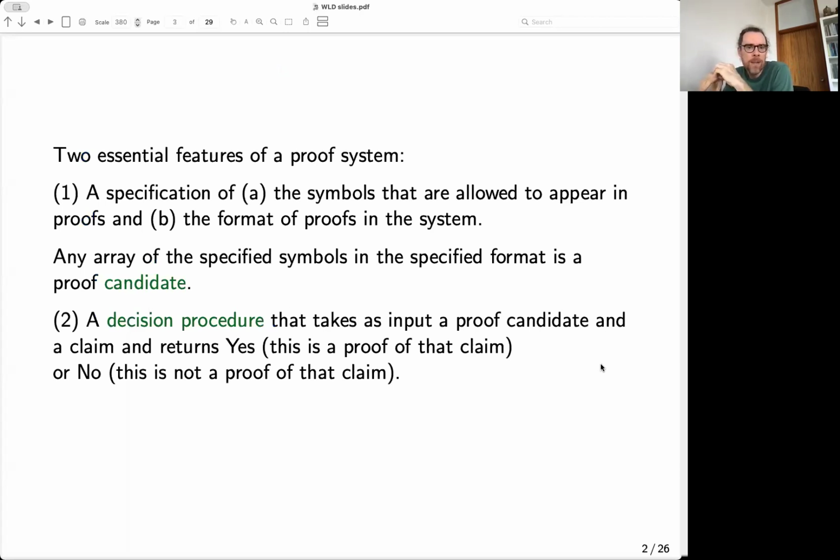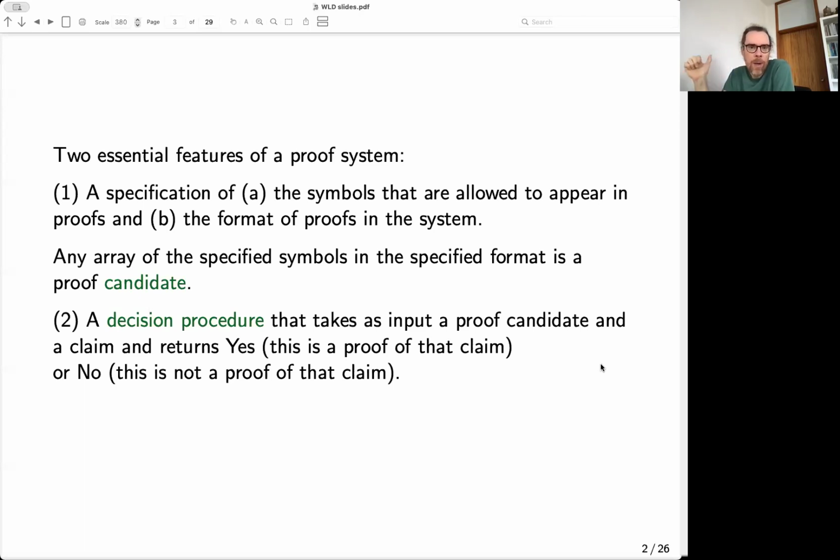According to what I'm calling the core conception, there are two essential features of a proof system. The first one is a specification of the symbols that are allowed to appear in proofs and of the format of proofs in the system. So the symbols that are allowed to appear and the ways in which they're allowed to be arranged. I will call any arrangement of the allowable symbols for that system a proof candidate of that system.